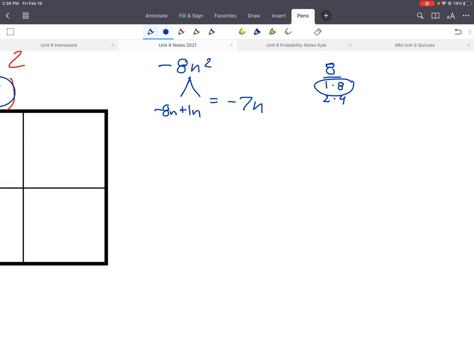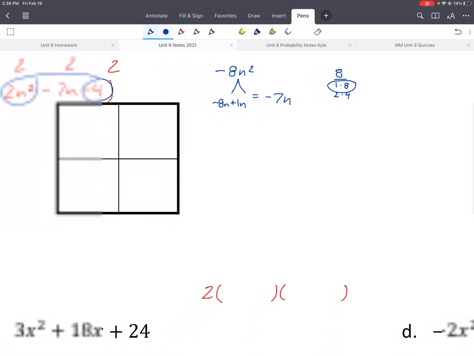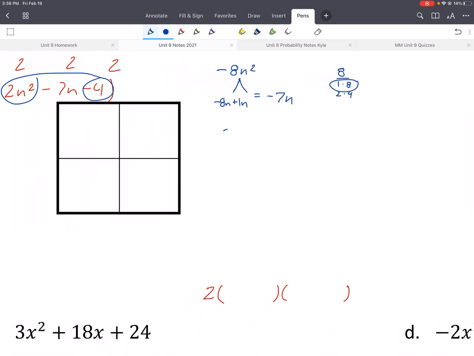And if we multiply it, make sure you always check and make sure that multiplies all right. So negative 8 times 1 gives you the negative 8. So if we want to do grouping, we have our 2n squared minus 7n, but that 7n is now negative 8n plus 1n minus 4.